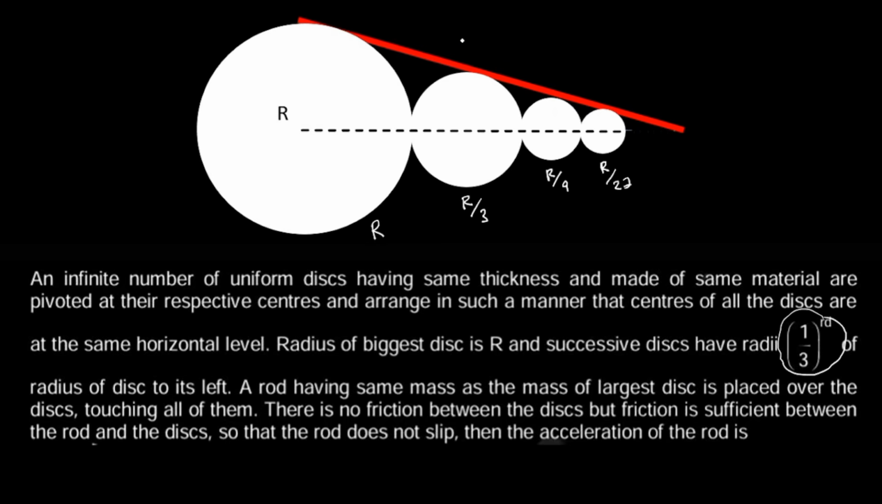Okay, and this is the rod, and the mass of this bigger disk and this rod is the same. So now the question is, you have to find the acceleration of this rod in this direction. So how will we approach it? It is infinite. I have not shown everyone, but it is going infinite, something like this. So let us see how we'll approach this question.